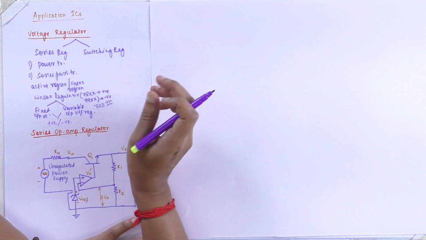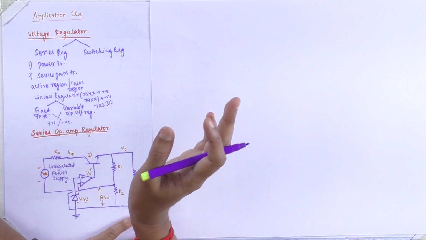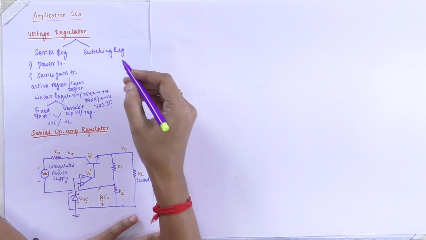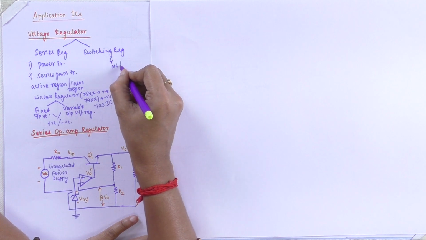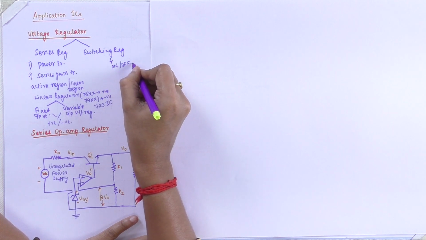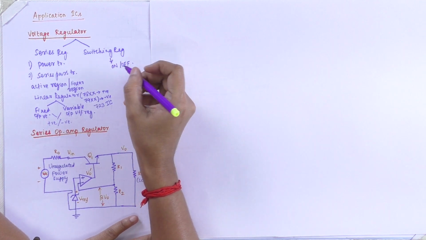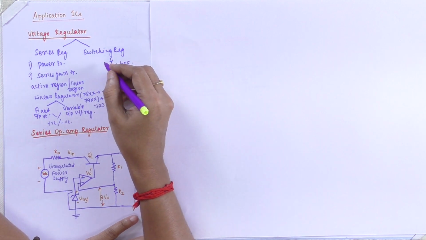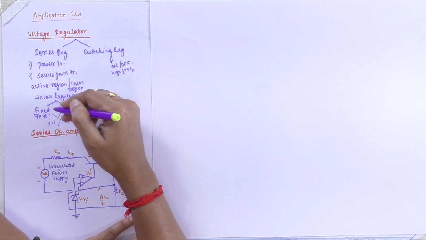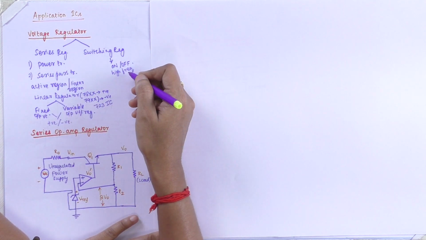Coming to the switching regulator, the name switching means it can either switch on or off. It acts as a switch and has two conditions, either on or off. It operates with the power transistor as a high frequency on-off switch. In the series regulator the power transistor works continuously, whereas in the switching regulator the power transistor does not conduct continuously. It may be either on or off. In the on condition, how the voltage will be, and in the off condition, how the voltage will be.